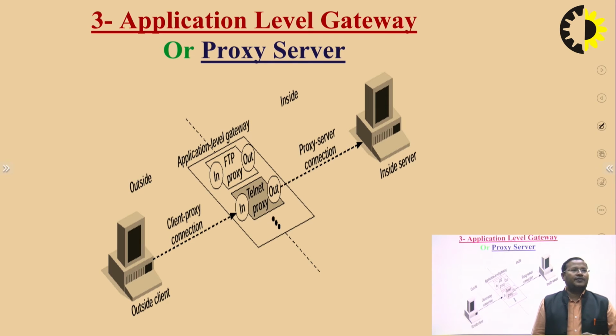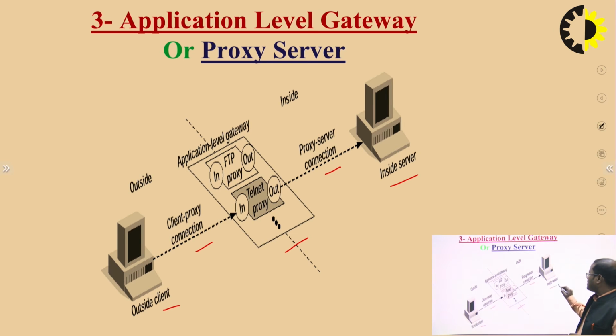The third category of firewall is the application level gateway, and these are used as a proxy server. Here the proxy server is presented. These are the outside client, proxy connection, proxy server connection, inside server, application level gateway, FTP proxy in-out process, Telnet, in case of Telnet in-out process. So this is the complete diagram of the proxy server or application level gateway.